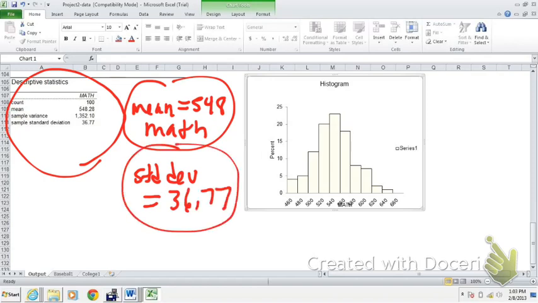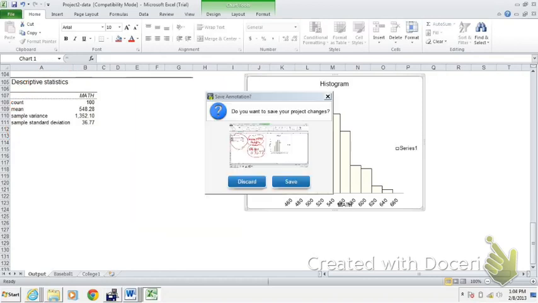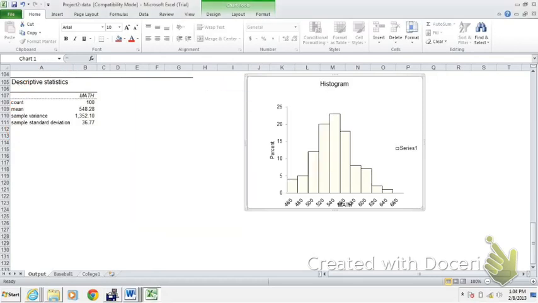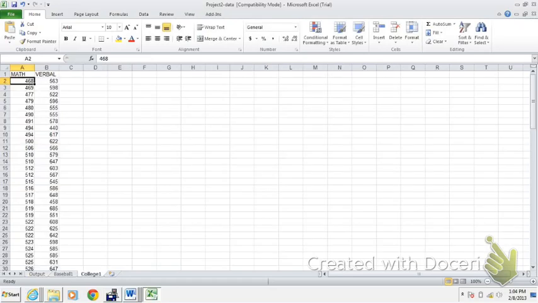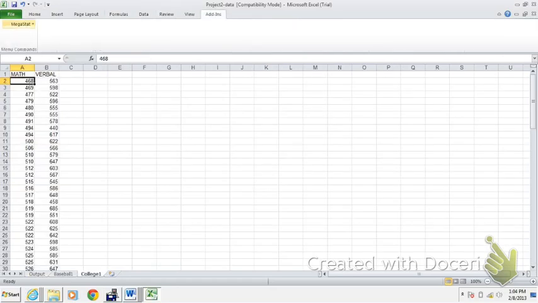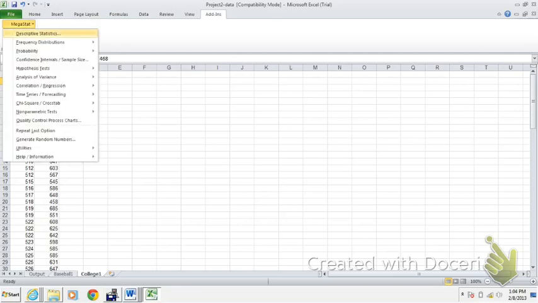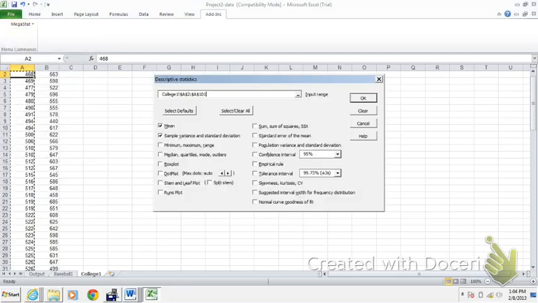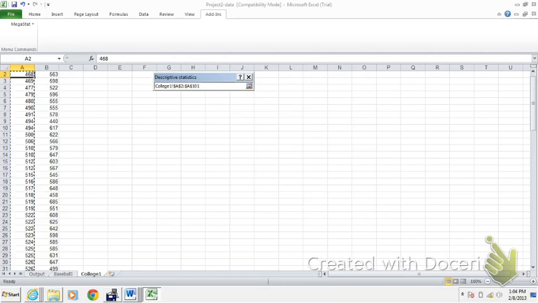Now let's just go ahead and do it for the verbal group of SAT scores. So again, your add-ins, I'm going to hit add-ins, I'm going to go to MegaStat, I'm going to go to descriptives, I want the mean and the standard deviation, but this time input range, verbal group, verbal scores.